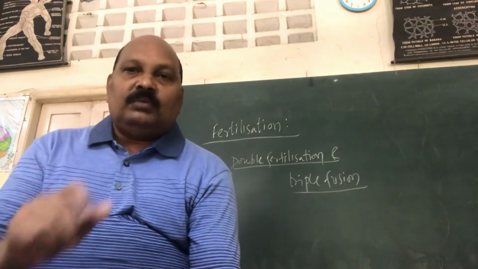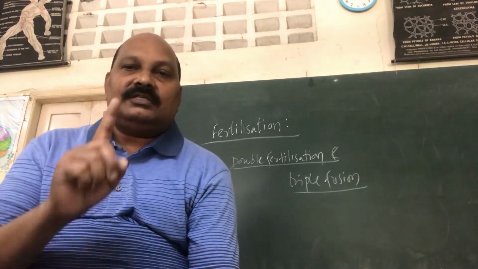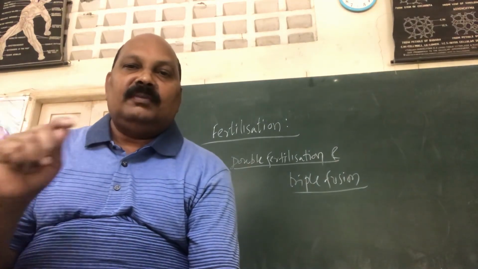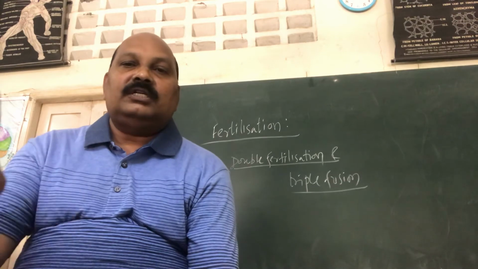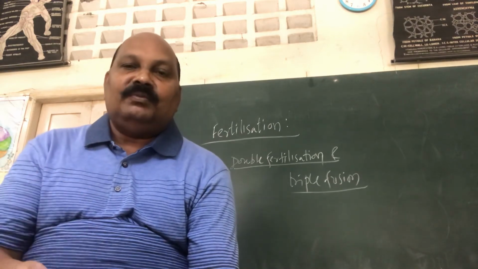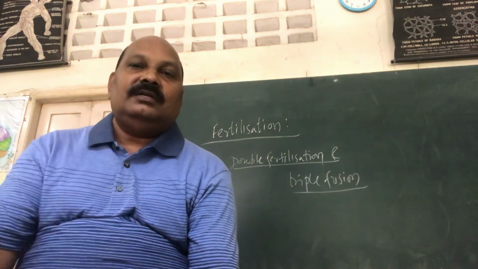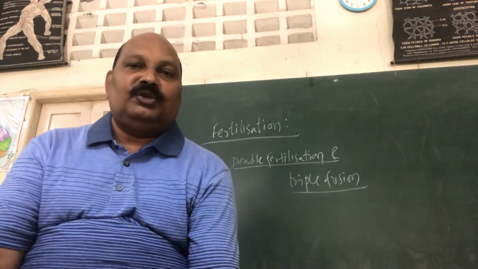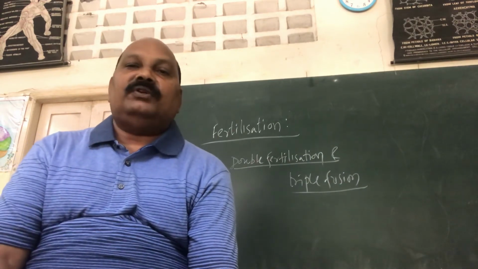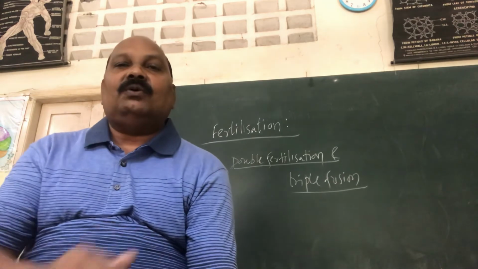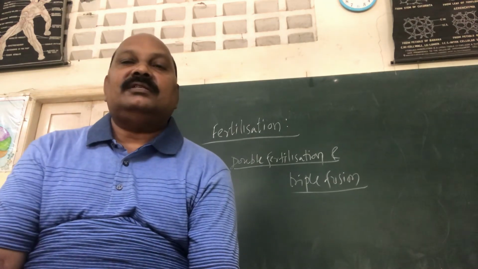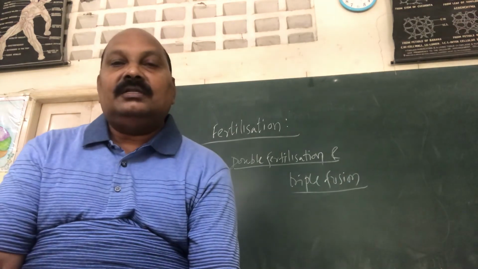Now, this whole process takes place in two stages. Stage 1 is what? The first male gamete fuses with the egg. What we call the first fertilization. The second male gamete fuses in the triple fusion with the polar nuclei. That is called the second fertilization, triple fusion. So ultimately we call that angiosperm fertilization is said to be double fertilization, triple fusion.